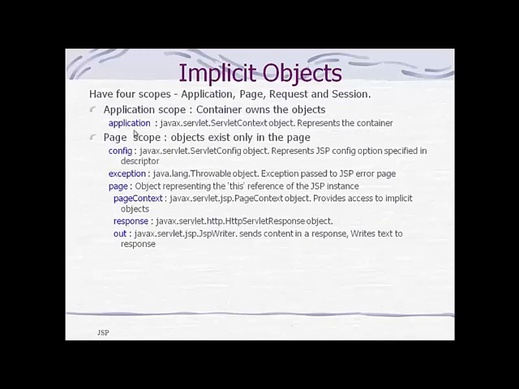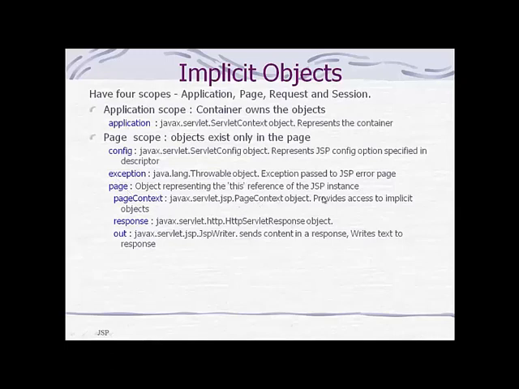Page scope, there are 6 of them. They exist only in the page. So config, the ServletConfig object, represents JSP config options specified in the descriptor. Exception, a Throwable object, is the exception passed to the JSP error page. Page, the current page, represents this reference to the JSP. In Java it is called this, and this is actually page in JSP.